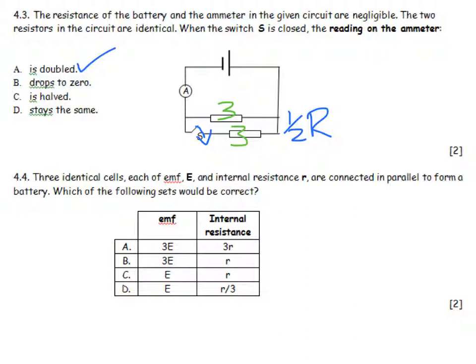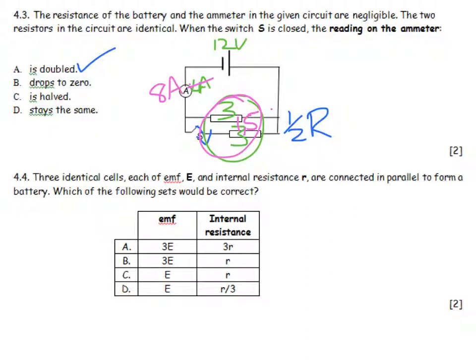So I started off with 3, and let's just pretend this is a 12 volt battery. So 12 divided by 3 is going to land up being 4 amps. Now I'm going to go 12 divided by, this reduces to 1,5. 12 divided by 1,5, and I am going to land up with 8 amps. So I have got double the current reading.